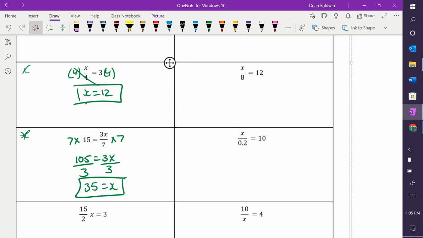The 0.2. Okay, is the 0.2 being divided or multiplied? Multiplied. I'm asking, what does the equation say? Divided. It's being divided. So to get rid of it, I multiply. When you multiply by a decimal, does the number get bigger or smaller? Smaller. So x is equal to 2.